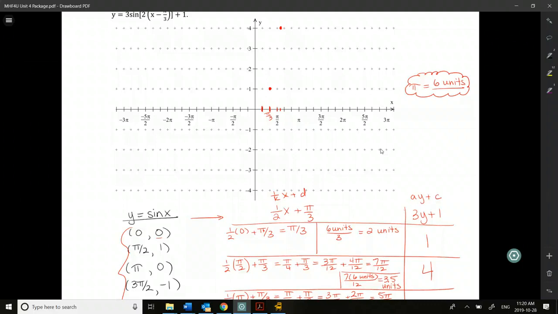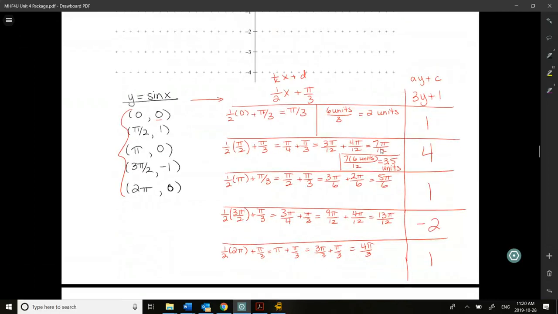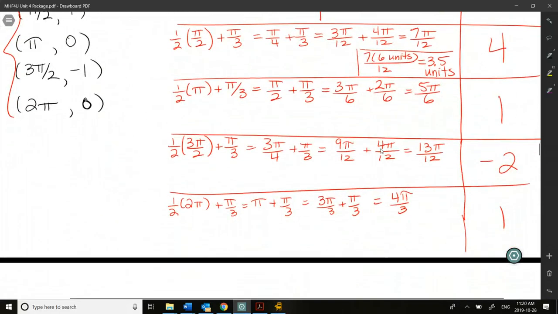Any questions so far? Okay, so if you figure out how many units pi is, the scale could be anything. It doesn't even matter, it doesn't have to be the same scale as this. We're just going to plug that in as the number of units of pi, and then we'll figure out the number of units for where we can graph the rest of these points. We're going to do the same thing with the rest of these quickly, and then we'll graph the points.